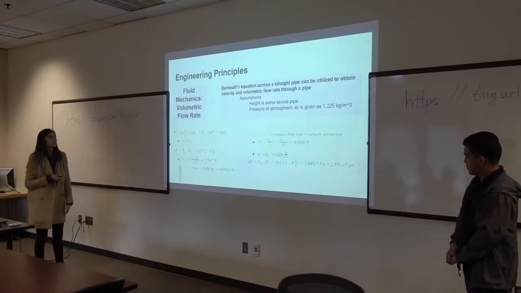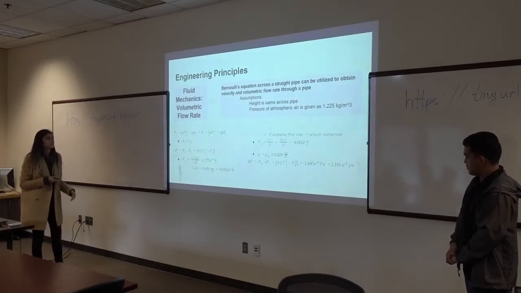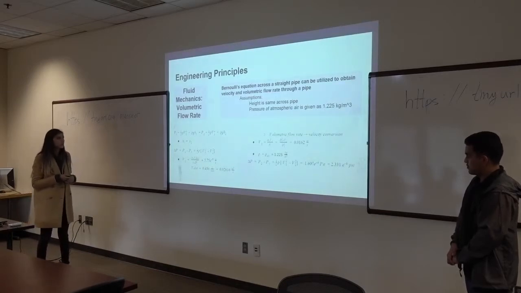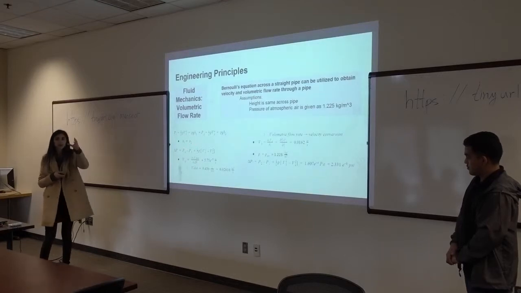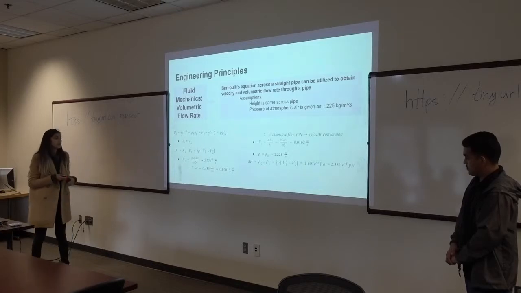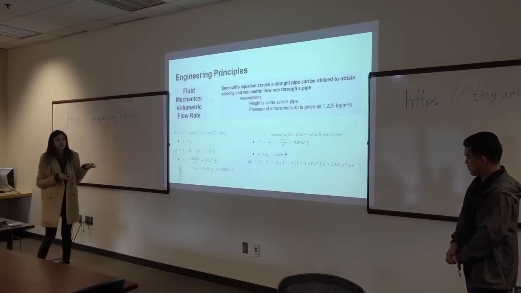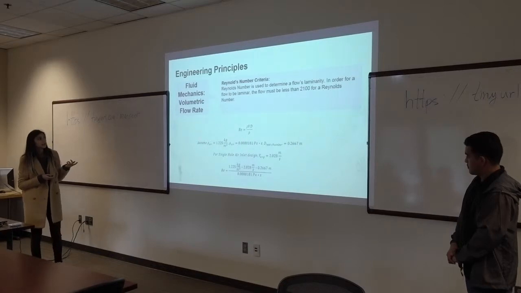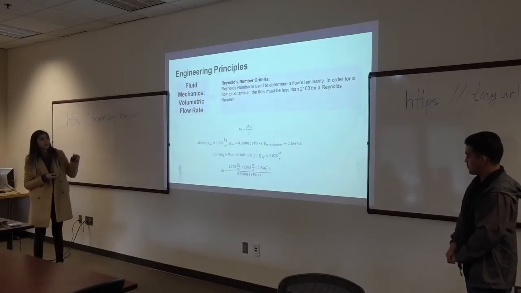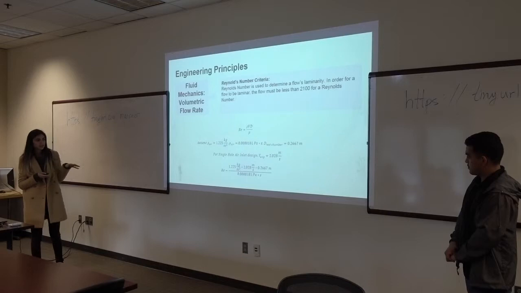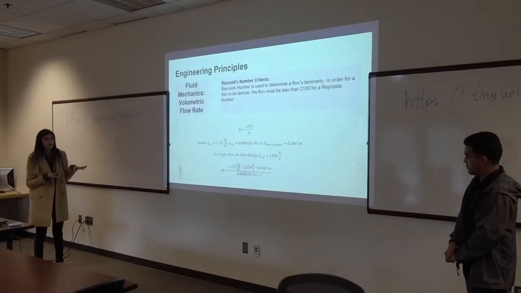The next engineering principle is fluid mechanics, which is getting the volumetric flow rate. We used Bernoulli's equation, and we made assumptions that the height is the same across the pipe because it's cylindrical. Afterwards, we were able to get a volumetric flow rate and a pressure difference that we implemented into our chamber. And lastly, the Reynolds number is a criteria, like I mentioned earlier in the needs metric matrix, where it has to be less than 2100. And given these conditions, it would be less than 2100.